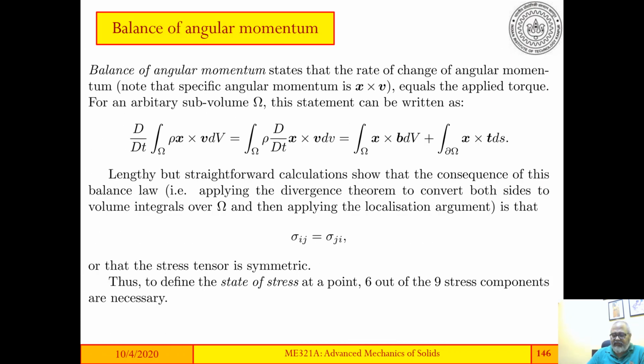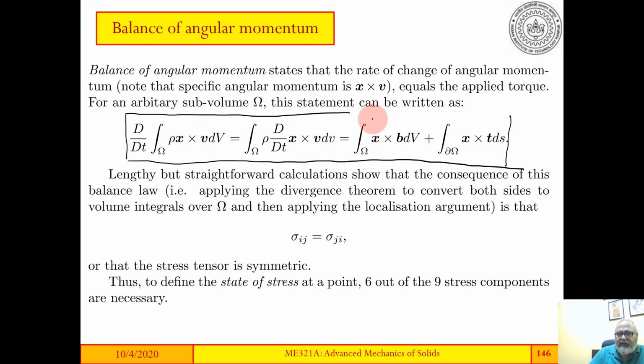That's where we start from. This is the balance of angular momentum in vector form. The derivation is just tedious and straightforward. You have to do whatever you did for the linear momentum. You have to convert this into a volume integral, apply the localization argument, and so on. On the left hand side, you have to take the d/dt inside. So we have already done it.